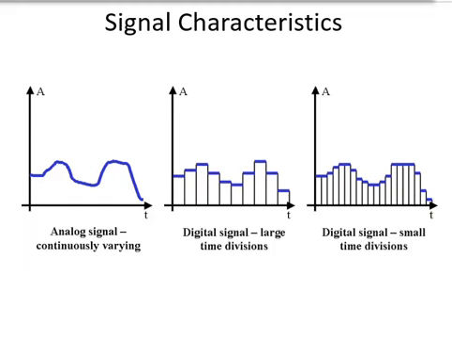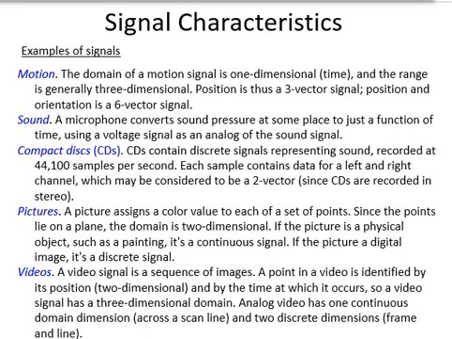This slide shows the difference between three types of signals: analog signal with continuous time varying, digital signal with large time division, and digital signal with small time division. There are a few examples of signals in our daily life, such as motion, sound, compact disc or CD, picture, and video.